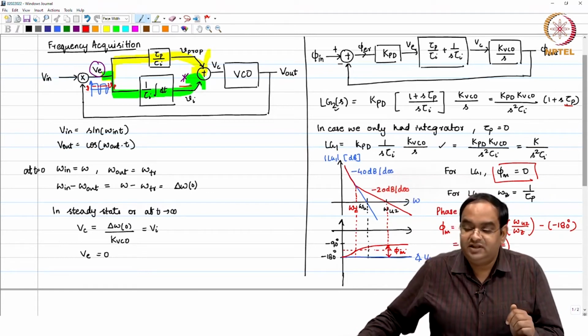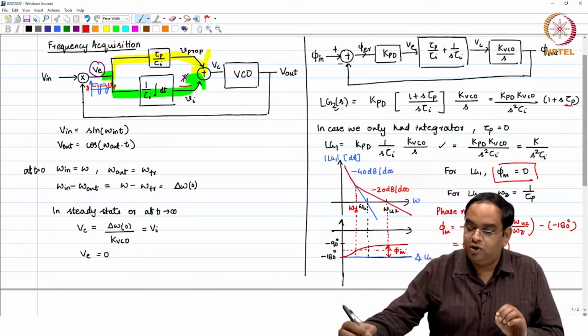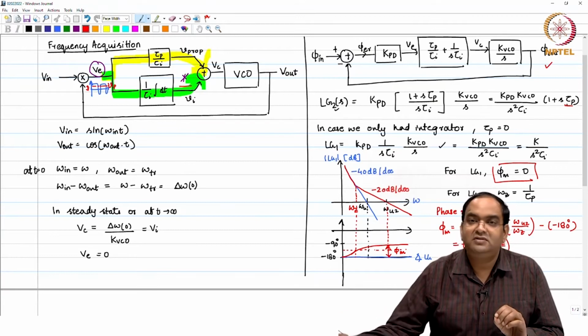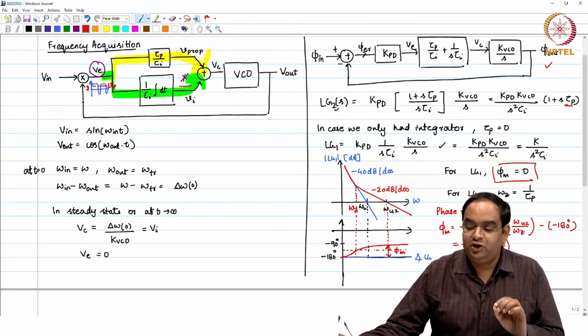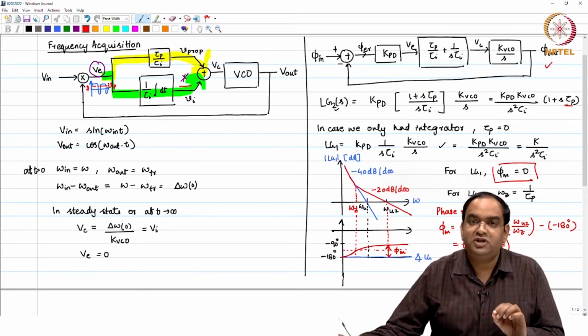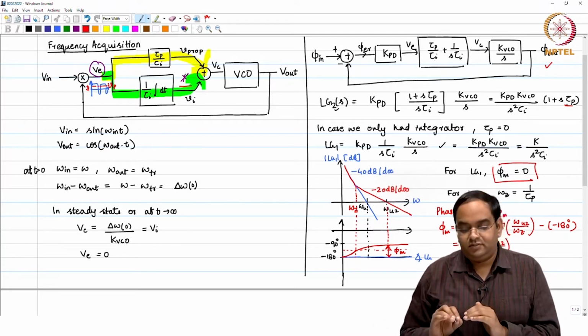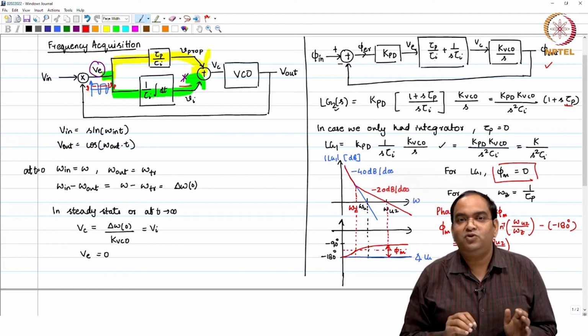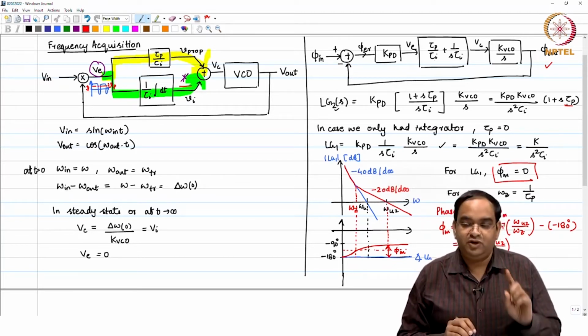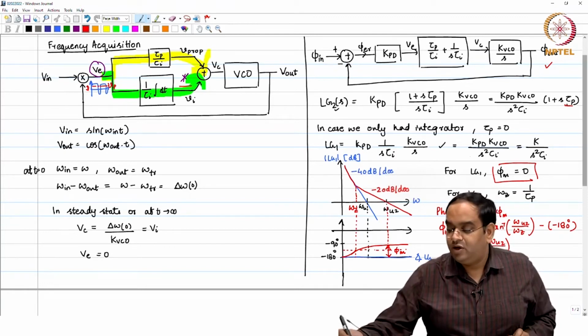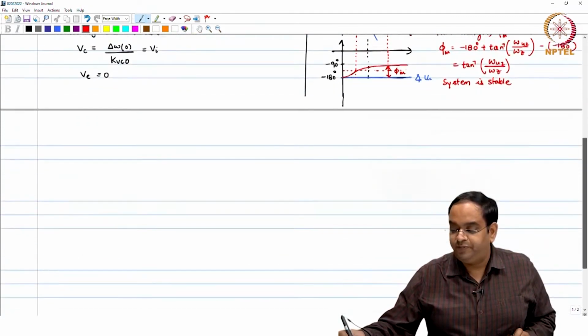Second, from the stability point of view, the small signal analysis tells us you cannot have a system with two integrators stable, you need to have a proportional path for sure. So, both the analyses are telling you that you need both proportional and integral path for frequency acquisition and for stability.